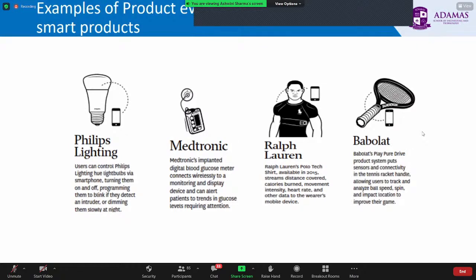Babolat's Play Pure Drive product system puts sensors and connectivity in the tennis racket handle, allowing users to track and analyze ball speed, spin, and impact location to improve their game. So basically it is getting into everything. Now, if you want to manufacture these kind of products, obviously human intervention should be minimum, and most of the time you need to have the machines which can produce these kind of smart products.